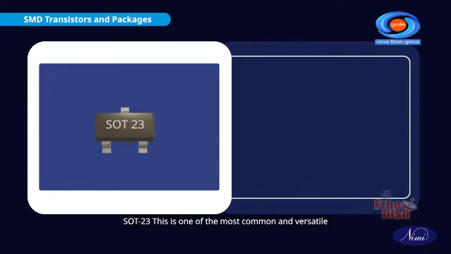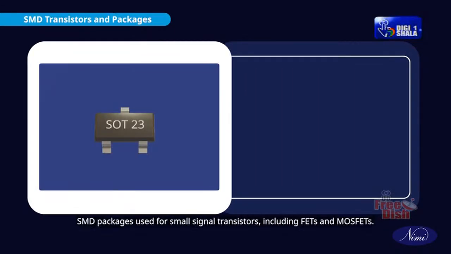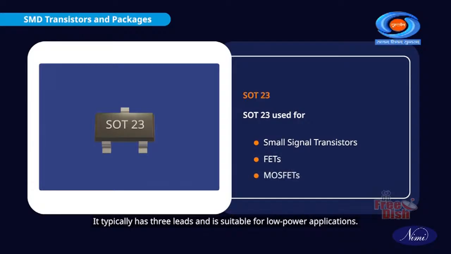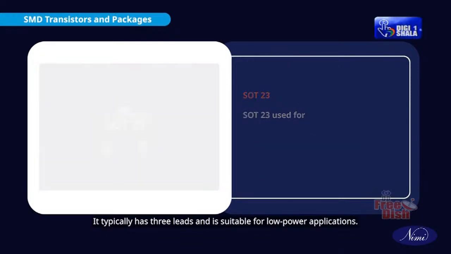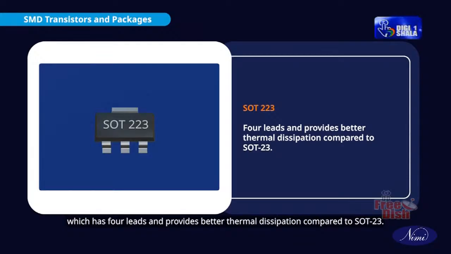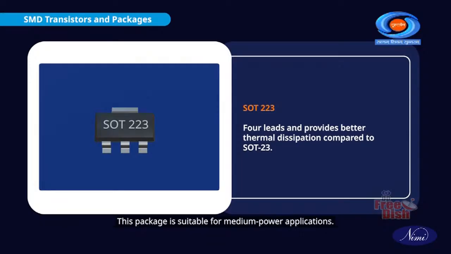SOT23. This is one of the most common and versatile SMD packages used for small signal transistors, including FETs and MOSFETs. It typically has 3 leads and is suitable for low power applications. SOT223. SMD FETs and MOSFETs are also available in the SOT223 package, which has 4 leads and provides better thermal dissipation compared to SOT23. This package is suitable for medium power applications.